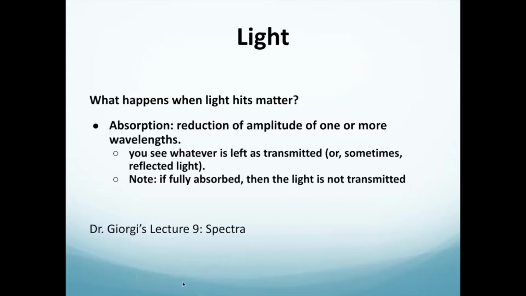Great, thanks, Terry. So what happens when light hits matter? Absorption, the reduction of amplitude of one or more wavelengths. You see whatever's left as transmitted or sometimes reflected light. If the light's fully absorbed, then the light is not transmitted.